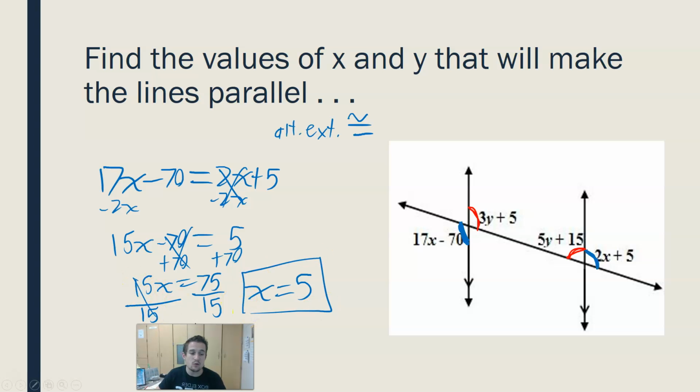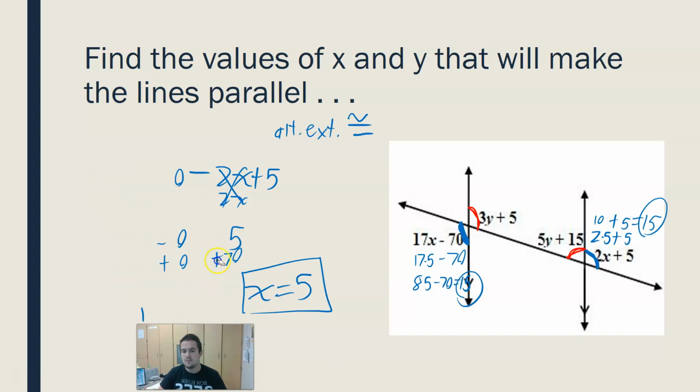So when x is equal to 5, that will make both of those angles congruent. Let's double check. If I do 17 times 5 minus 70, 17 times 5 is 85, minus 70 is equal to 15. And then over here, if I put 5 in for x, that's 2 times 5 plus 5, which is 10 plus 5, which is 15. So indeed, they are the same. Okay? Let me erase some of this.